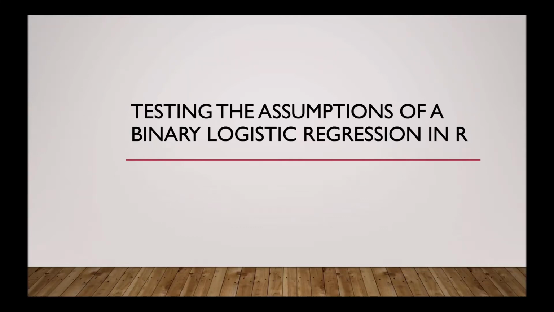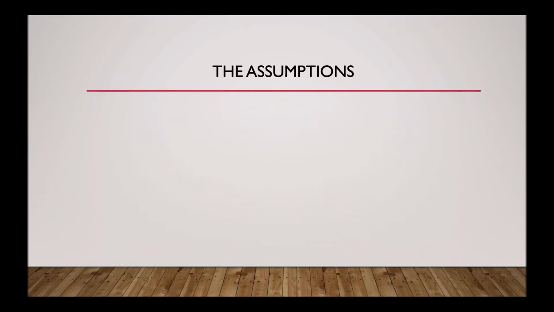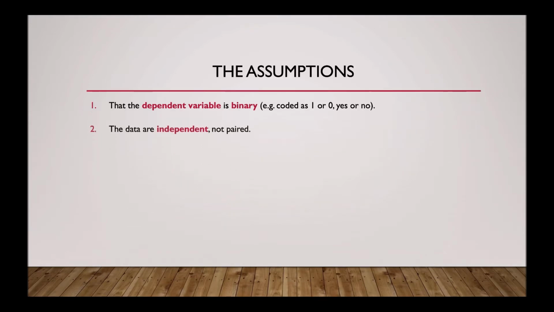This tutorial is going to show you how to test the assumptions of a binary logistic regression on R. So what are the assumptions? Firstly, that the dependent variable is binary. So this means it will be coded as something like 1 or 0 or yes or no.